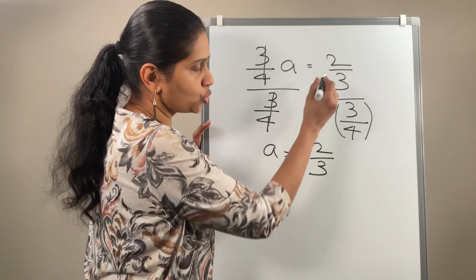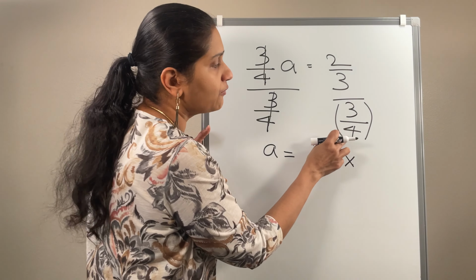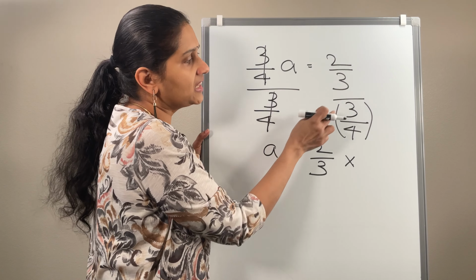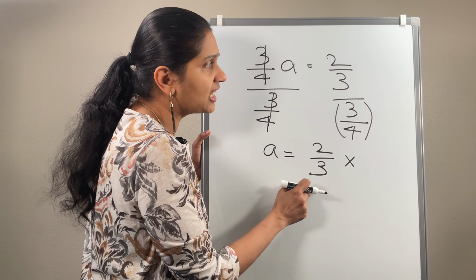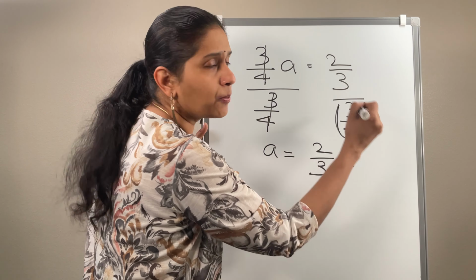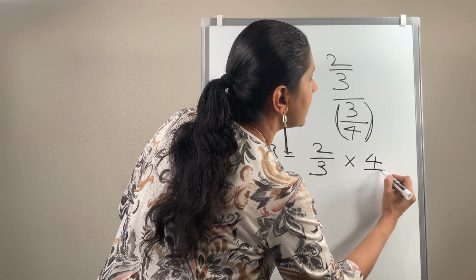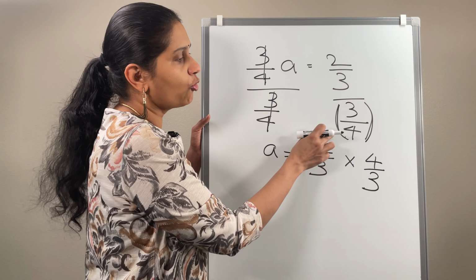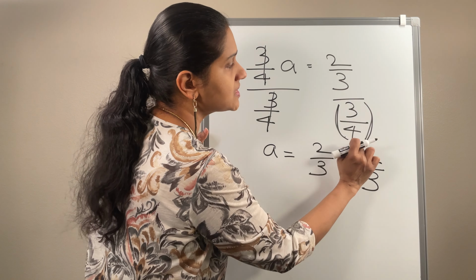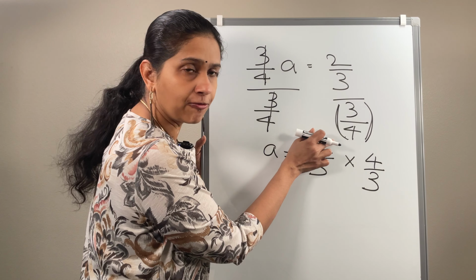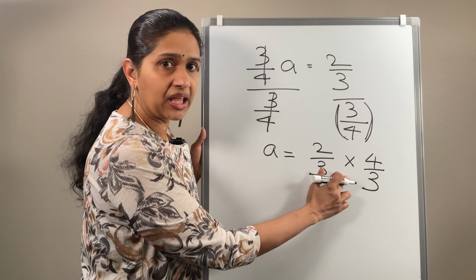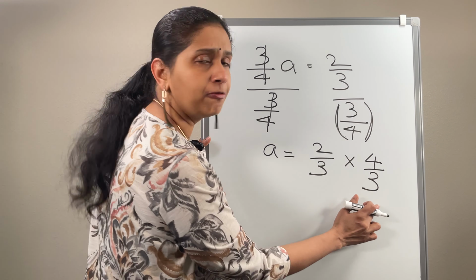So, I am writing 2/3 times the reciprocal of 3/4. Here you are given 2/3 divided by 3/4, so I am rewriting it as 2/3 times the reciprocal of 3/4, which is 4/3. The reciprocal means 3/4 will become the inverse, that is 4/3. So, 2/3 times 4/3, and I am converting the divided by sign to multiplication when I take the reciprocal of 3/4.